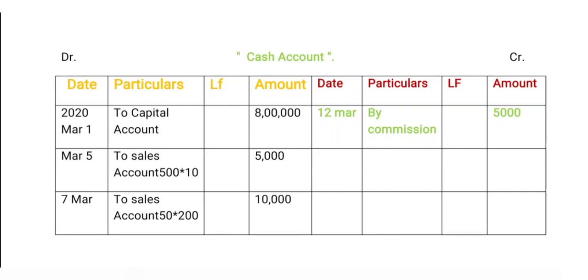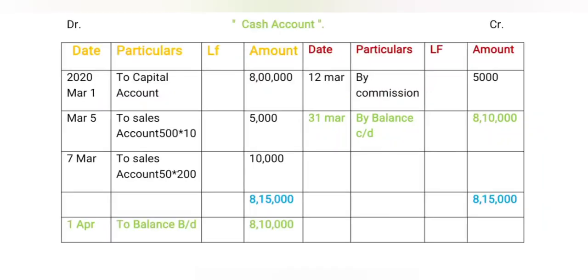Now we calculate the balance. Now coming to the credit side of the cash book, that is 31st March, by balance carried down 8,15,000 minus 5,000, it is 8,10,000. This is the closing balance for this month. This amount is transferred to next month on the debit side, that is 1st April, to balance brought down 8,10,000. Now all transactions are complete. This is the posting of subsidiary books.